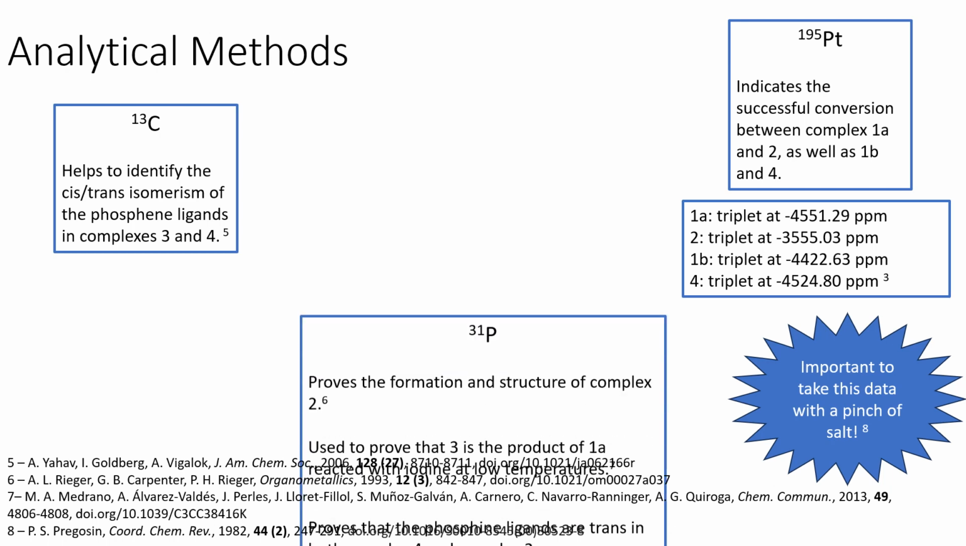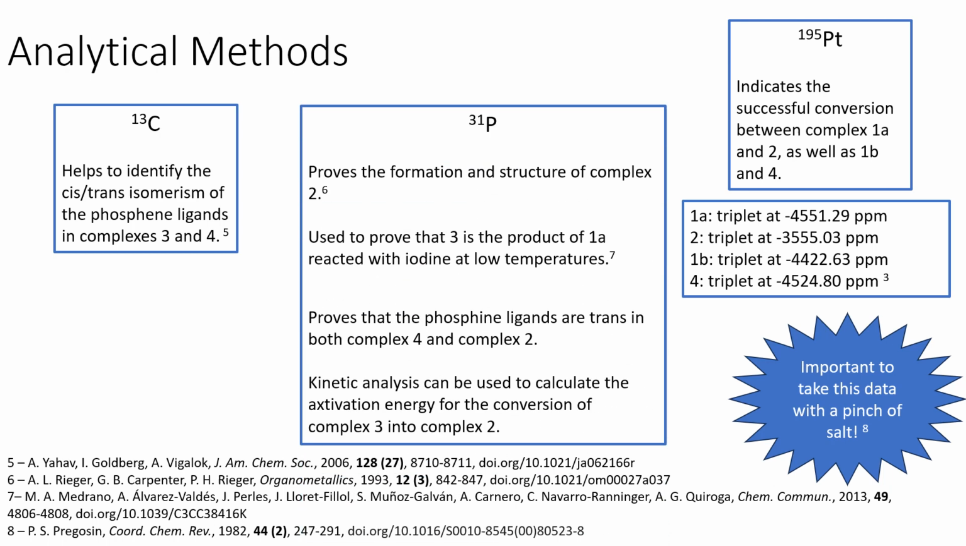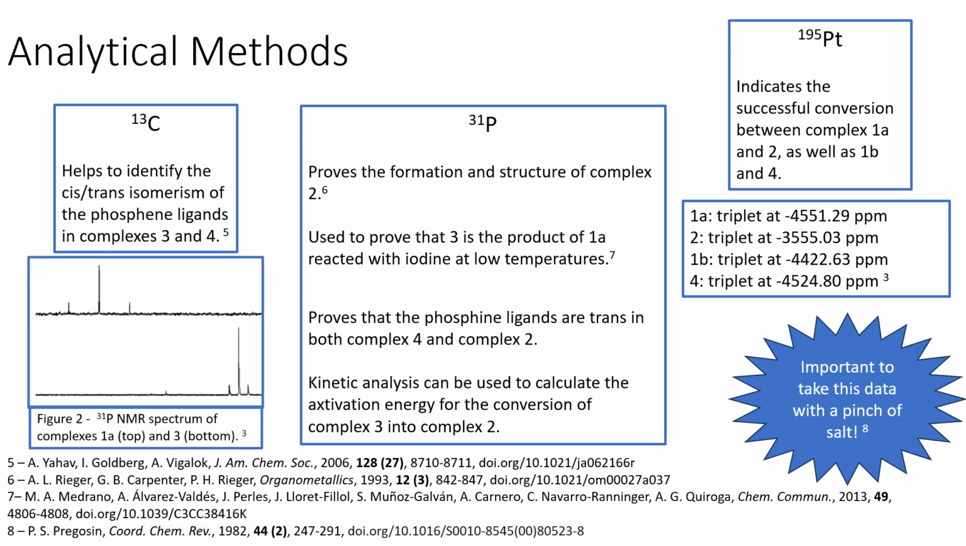Primarily, 31 phosphorus NMR is used to prove the formation and structure of complex 2. The complex 3 is a product of complex 1A when 1A is reacted with iodine at low temperatures, as you can see in this figure where the peaks of the 1A complex are much higher than that of complex 3, and also that the phosphine ligands are trans with each other in complexes 2 and 4. Kinetic analysis of the spectra can also calculate the activation energy for the conversion of complex 3 into complex 2.